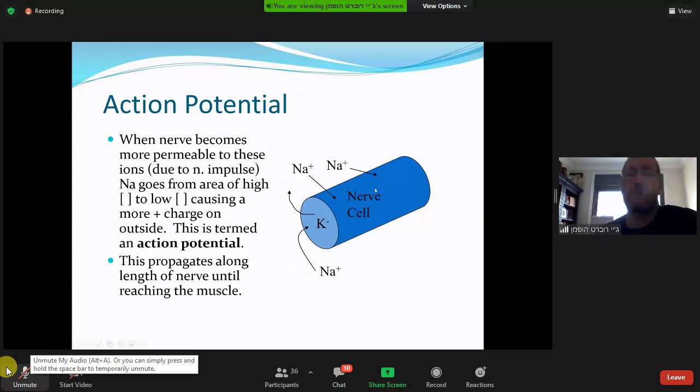As an increase in sodium goes in, potassium leaves. It's actually not a negative, it's a positive, but more sodium goes in and potassium leaves, creating an area of high concentration going inside to an area of low concentration. Once you get that threshold reached, then the action potential happens. So you build up the electrical signal, enough positive charge enters the cell, and you have an action potential that gets propagated along the length of the nerve until it reaches the muscle.